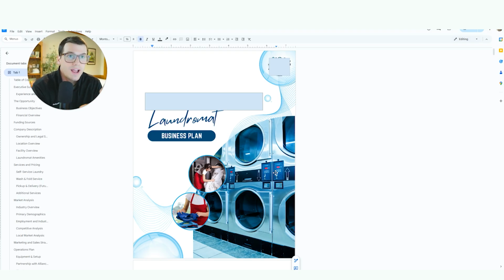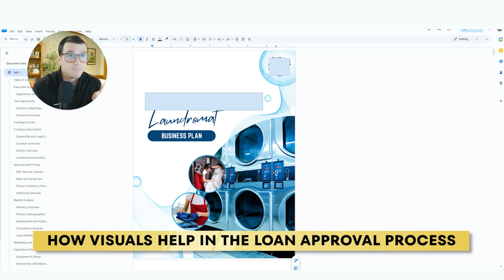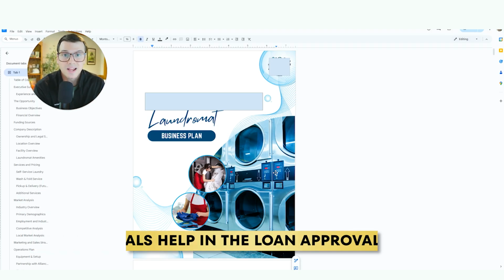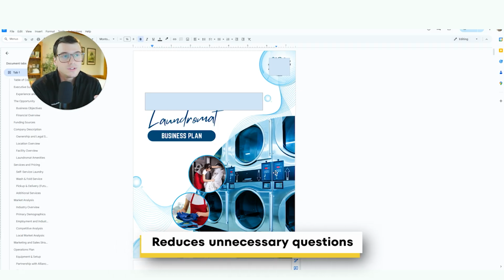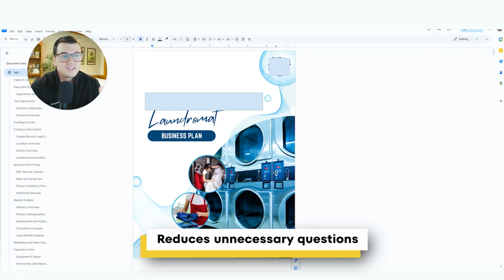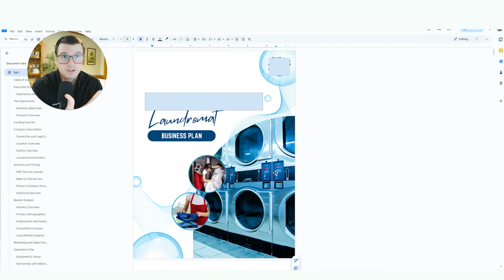The reason why having visuals added are important is it's going to shorten the application process, right? They're going to have to come back and ask fewer questions if you can proactively demonstrate the answer to the question that they might have. So it's going to reduce the amount of questions. It's going to reduce delays on their end. Every time they have to ask you for more information, they're not sitting at their computer waiting to respond to you.